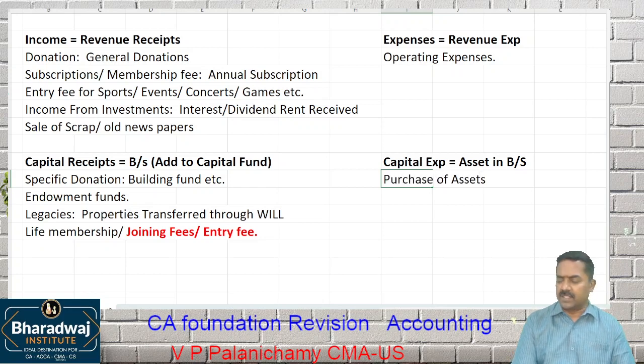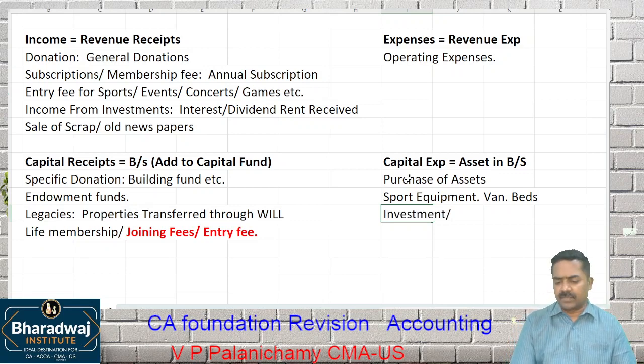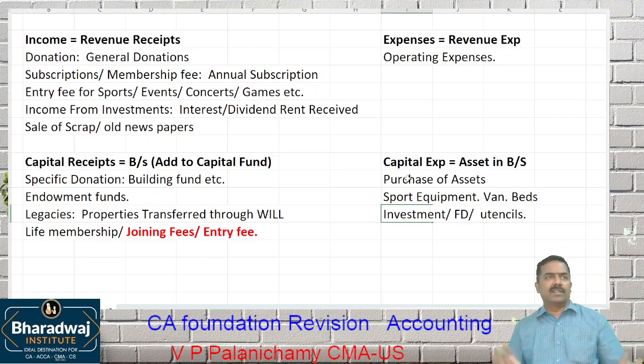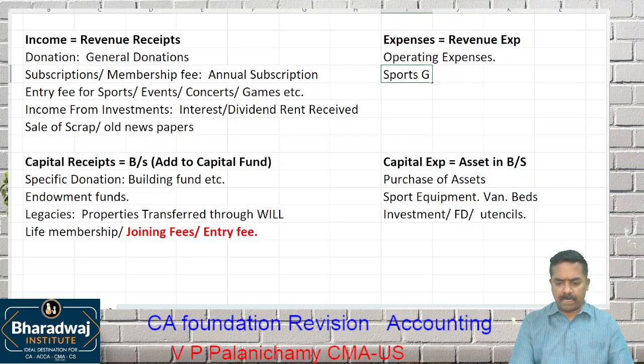Can you give me some examples of capital expenditure? Purchase of assets. For example, it can be sports equipment, or a van or ambulance. It can be purchase of beds for the old age home, or even making an investment or a fixed deposit. Purchase of utensils like vessels, glasses, crockery, etc. Those things are called which one? Capital expenditure. What about purchase of sports goods? What is the difference between sports equipment and sports goods?